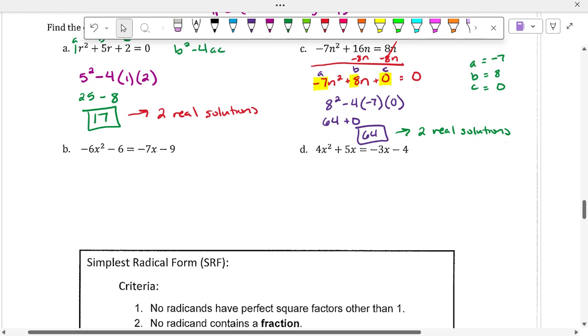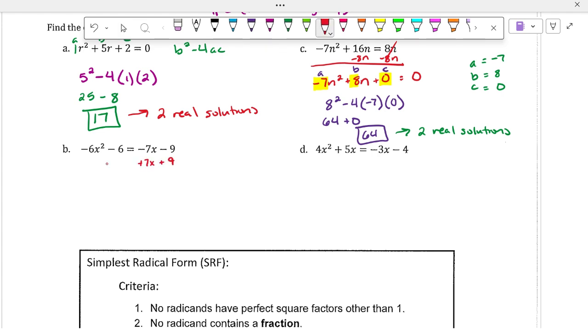All right. So walk me through the next one. Raise your hand. Tell me what to do first. So remember, I need one side equal to 0 first. So Claire, what do I do? Right. So I'm going to add 7x and add the 9x. Now, since the 7x has nothing to combine with, we're just going to put it in the middle. So we got negative 6x squared plus 7x. And then what's negative 6 plus 9? Positive 3.